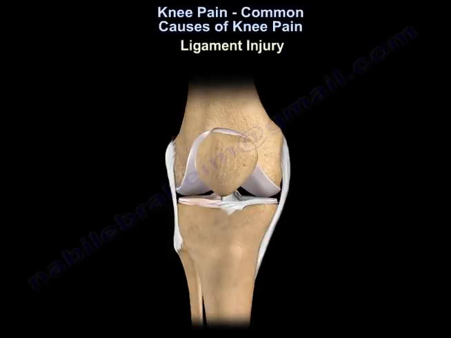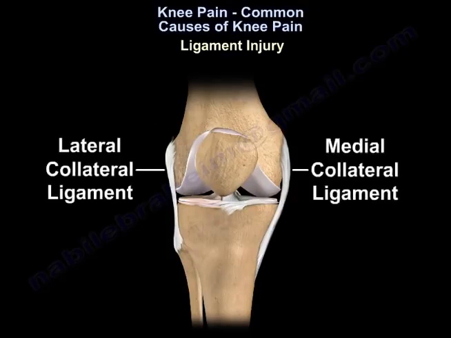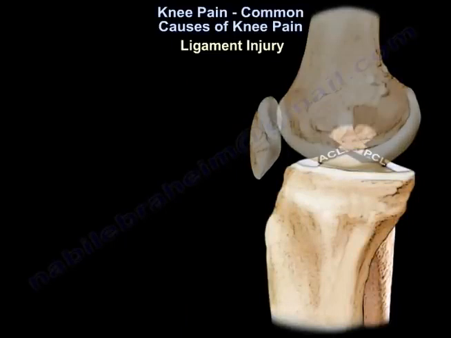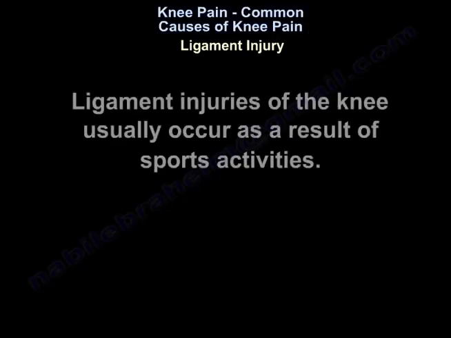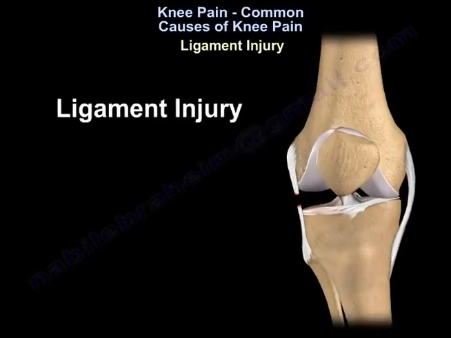Another important source of knee pain is ligament injury. Here is a normal knee without ligament injury. You can see from the frontal view the medial and lateral collateral ligament, and in the middle of the knee you can see the ACL and the PCL from the side view. These ligaments are usually injured as a result of sports activities. Here is an example of a ligament injury.